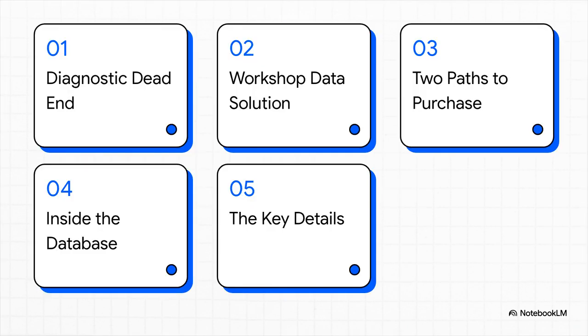So, here's a quick look at what we're covering today. We just talked about the problem, that dead end. Next, we'll look at the solution, the HaynesPro license. Then we'll walk through the two different ways you can buy it, take a peek at what's actually inside that database, and finally, we'll cover all the key details like pricing and timing.